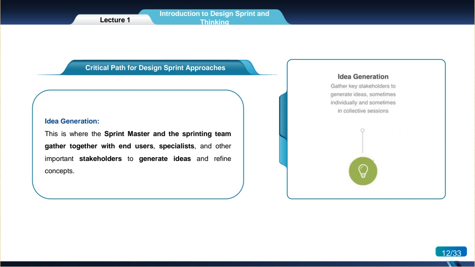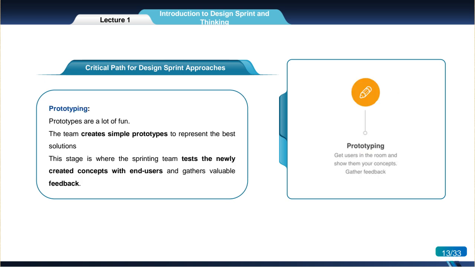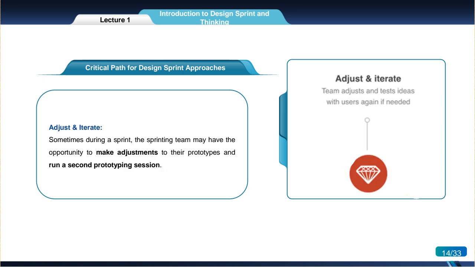The third phase is the idea generation. Here, the sprint master and the sprinting team gather together with end user specialists, stakeholders to generate idea. The fourth step is when the team creates simple prototype, then tests the newly created concepts with end users in order to gather valuable feedback. Finally, to adjust and iterate. Based on users' feedback, the team makes adjustments and iterates on the design, testing the refined concepts with users again if necessary.